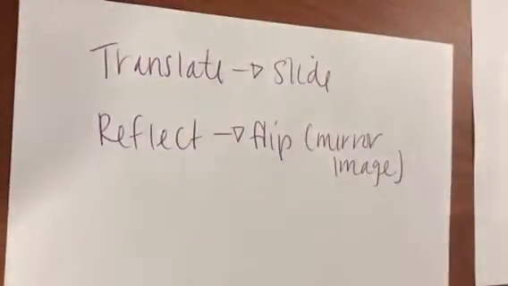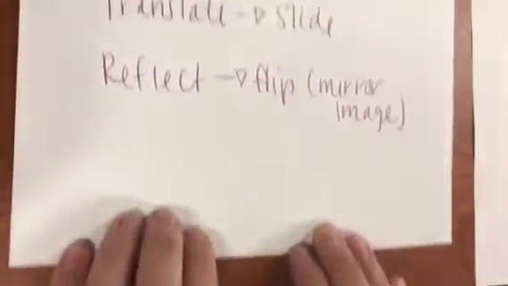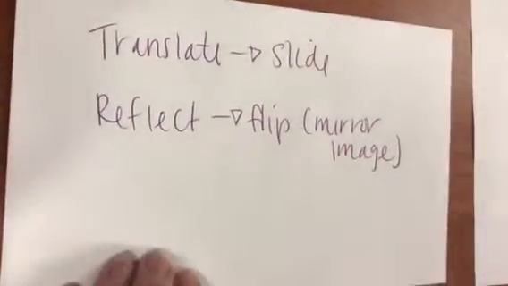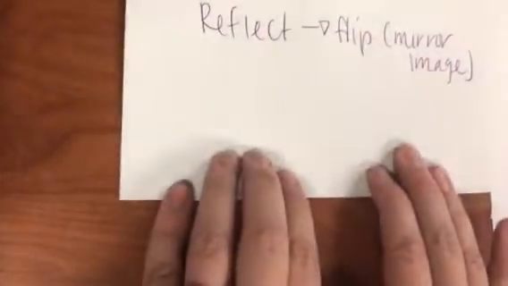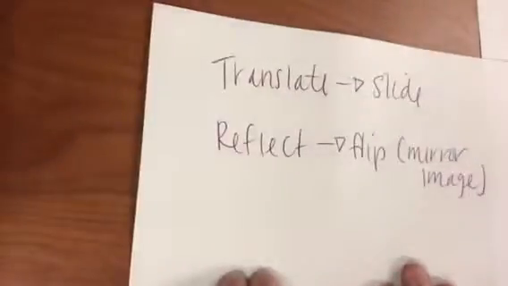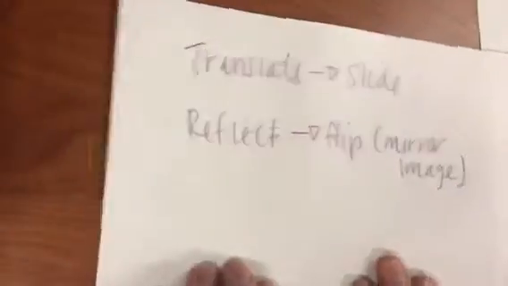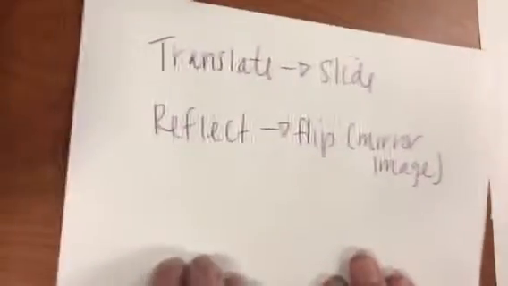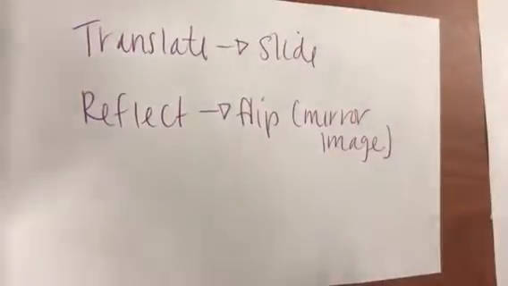So translate means to slide. If I translate, I'm just going to slide. Can I slide up and down, left and right? Can I slide diagonally? Actually, when you translate diagonally, you go left or right, and then up and down. You don't actually do diagonal. On a coordinate grid, you've got your X and your Y, so you're always sliding on your X axis or your Y axis.